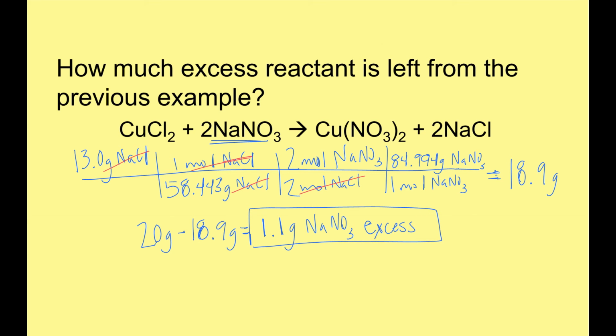So in a situation where it asks me how much limiting reactant I have, I need to do 2 problems. If it asks me for excess as well, I need to do 3, but the third one is going backwards, and then you need to subtract.